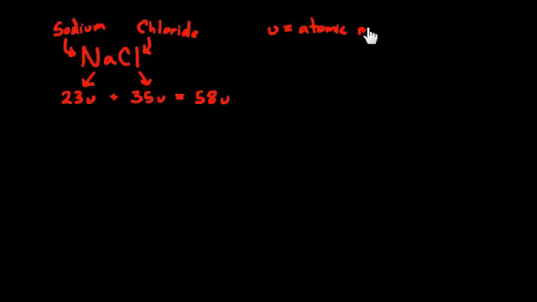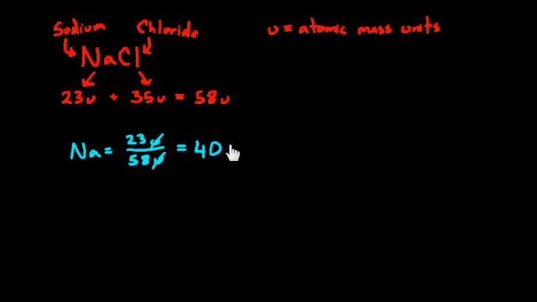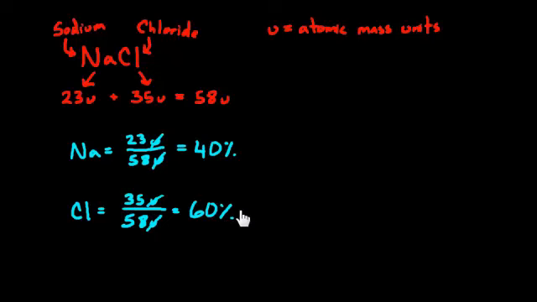So now that I have the total atomic mass units, I can try to figure out what proportion is from the sodium and what proportion is from the chloride. So for the first part, the sodium, I can simply take the 23 units over the 58 unit total, and the units cancel out, and that works out to about 40%. So that means about 40% of the weight of salt is actually coming from the sodium part, and the chloride part is the rest of it. So I've got 35 units over 58 units, and that is about 60%. And again, the units cancel out, 60%. So I know that in salt, 40% of the weight is coming from the sodium, 60% from the chloride.